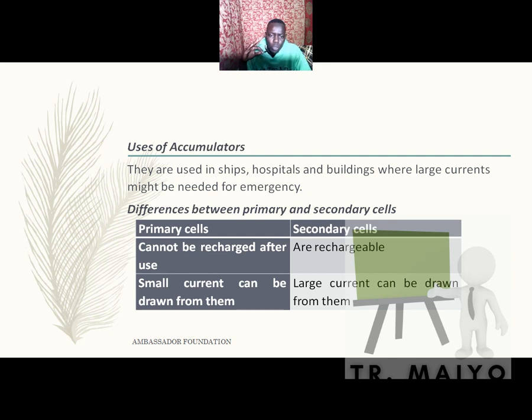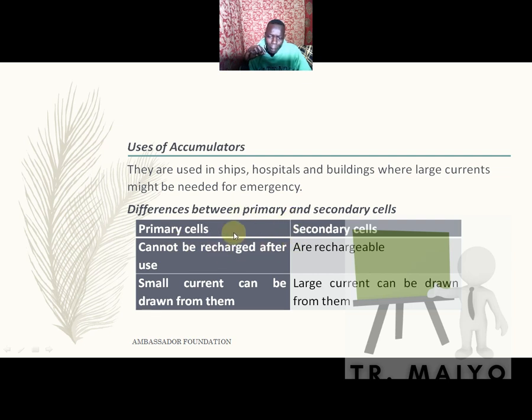They're used in ships, hospitals, and buildings where large currents might be needed for emergency. Yes, buildings, so that when you are on a lift midway, being lifted up or brought down, and the power goes off, we shall have large accumulators for emergency.